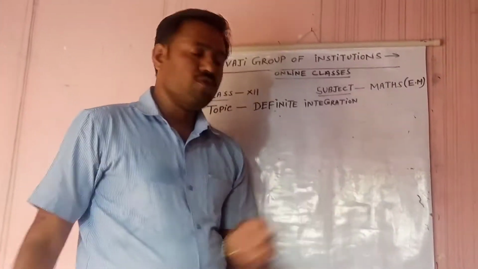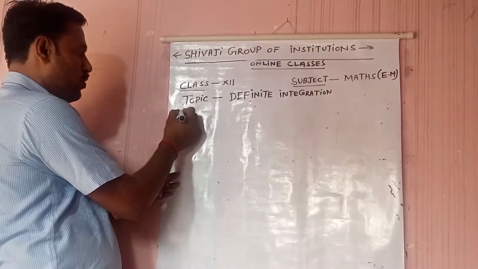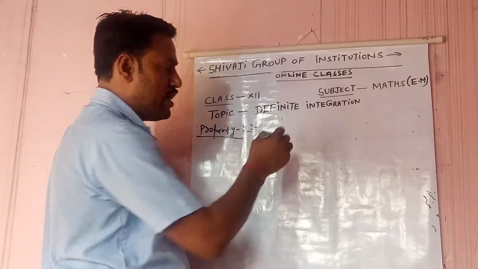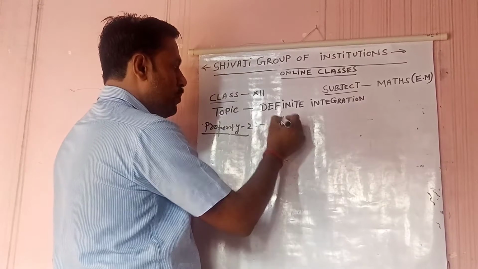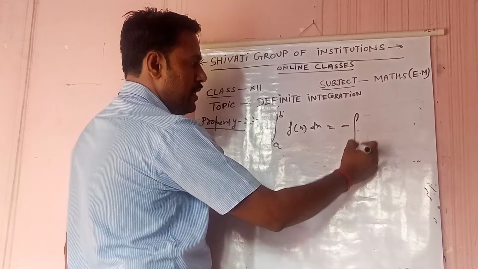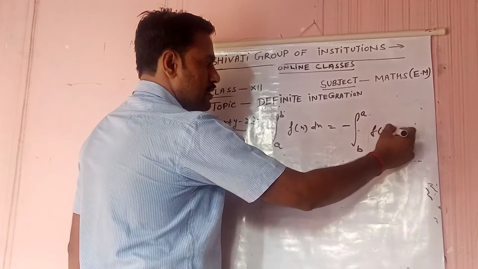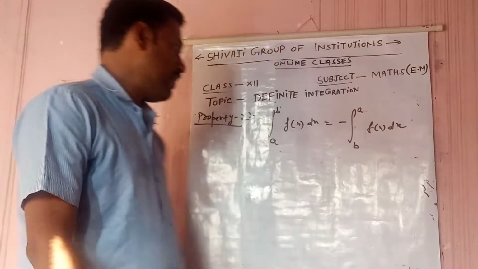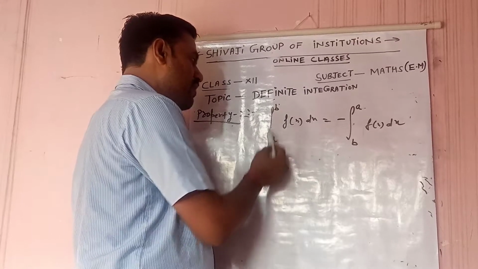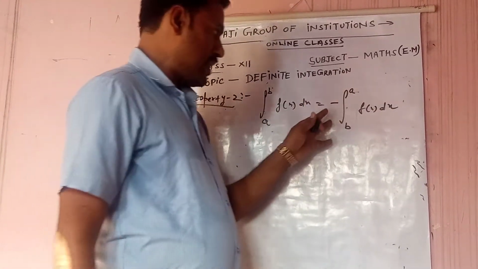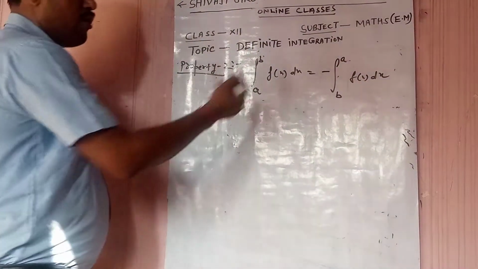Now students, let us move to our next property, which is property number 2. Property number 2 says, students, the integral from a to b of f(x) dx is equal to minus the integral from b to a of f(x) dx. Students, this property is also called the limit changing property. It says when any function is integrated within a given limit, then if we interchange the limits, there is a negative sign in the value of the definite integration.